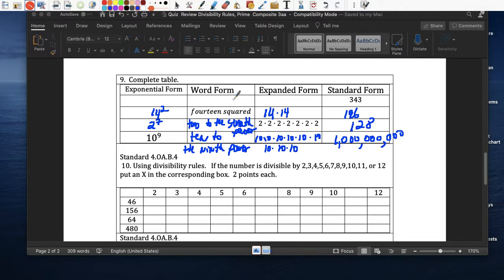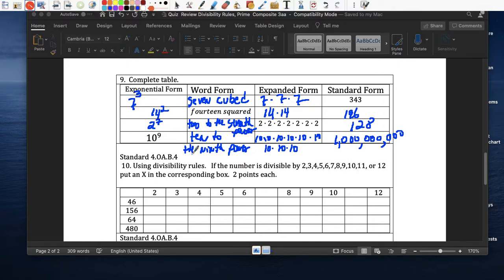Oh, sorry, I forgot. So this one, 343 would have been 7 times 7 times 7. Exponential form, 7 to the third power. In word form, I'm going to write 7. That should be right. Remember, we have a different way of saying when it's the third power. We can write cubed. Okay.